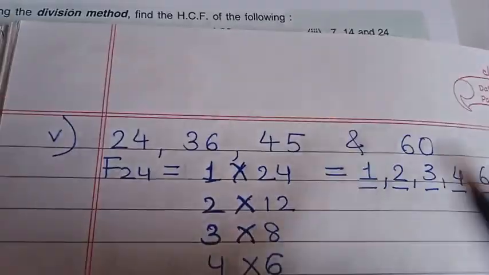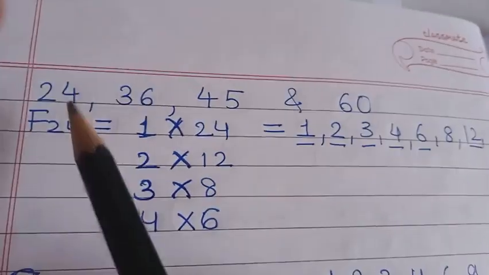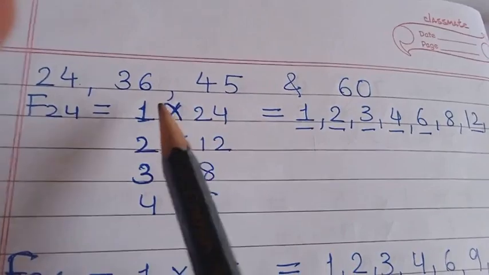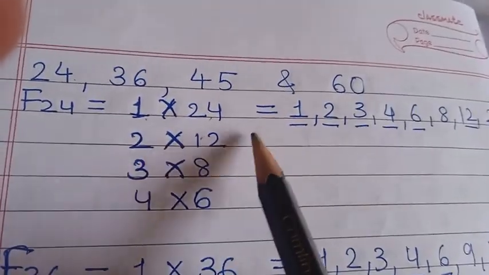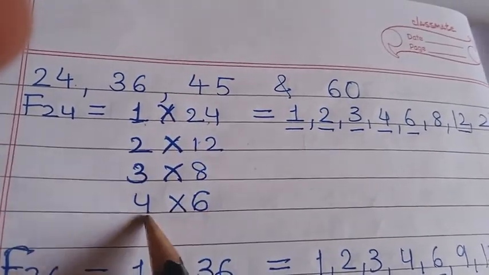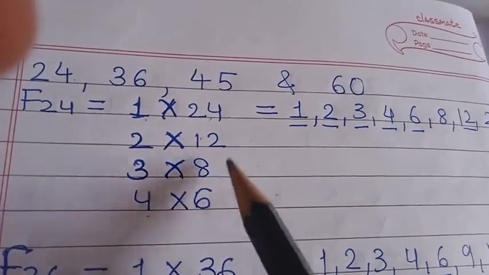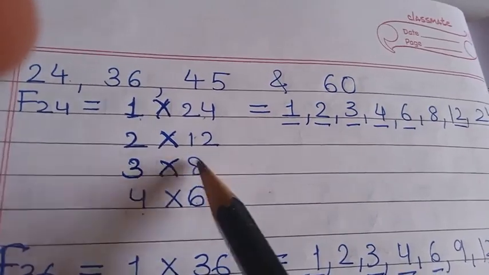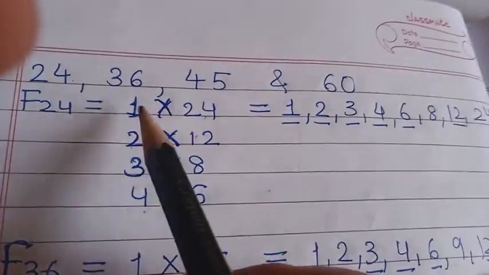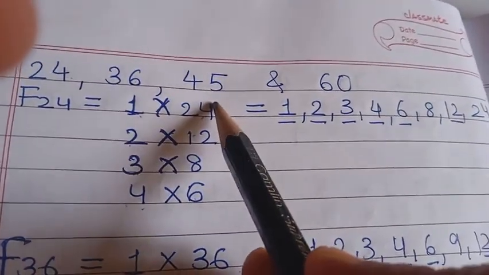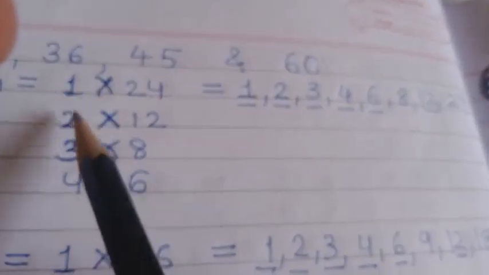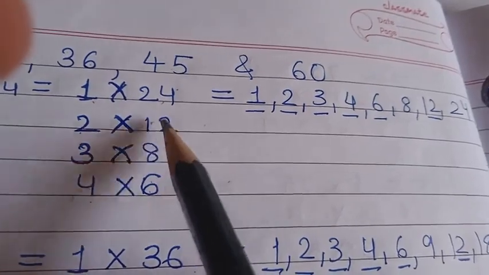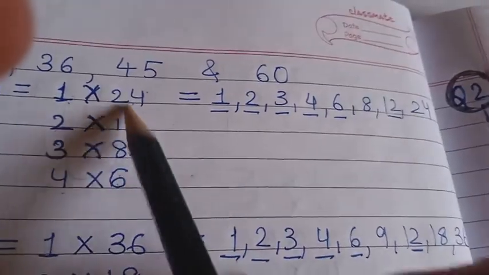Now, fifth one, you can see here 24, 36, 45 and 60. So 1 into 24 gives 24. 2 12s are 24. 3 8s are 24. 4 6s are 24. And again vice versa: 6 4s are 24, 8 3s are 24. We do not repeat it. So what are the factors? The factors are 1, 2, 3, 4, 6, 8, 12 and 24. These are the factors. So I have written it here.